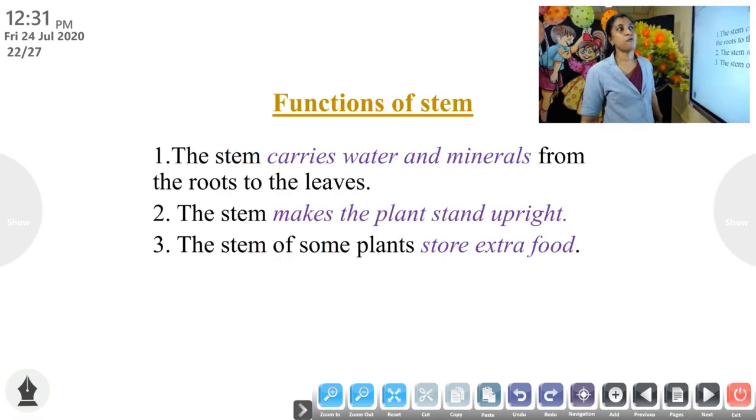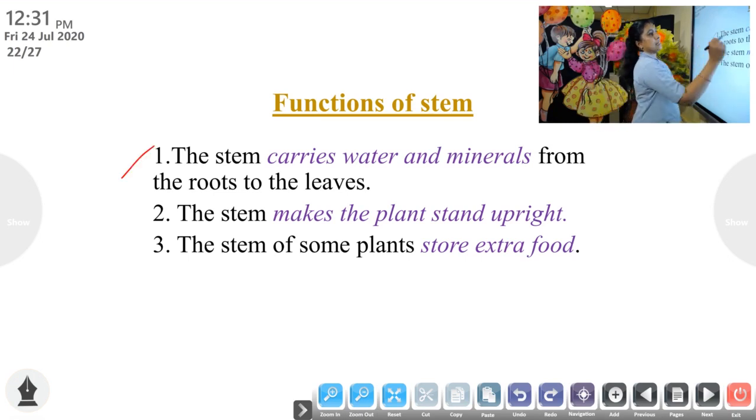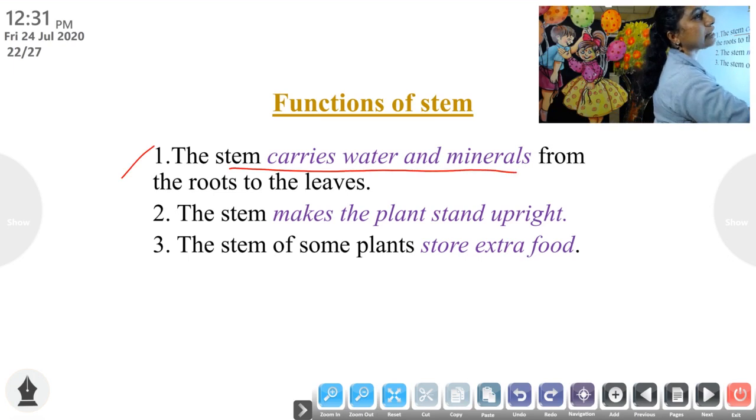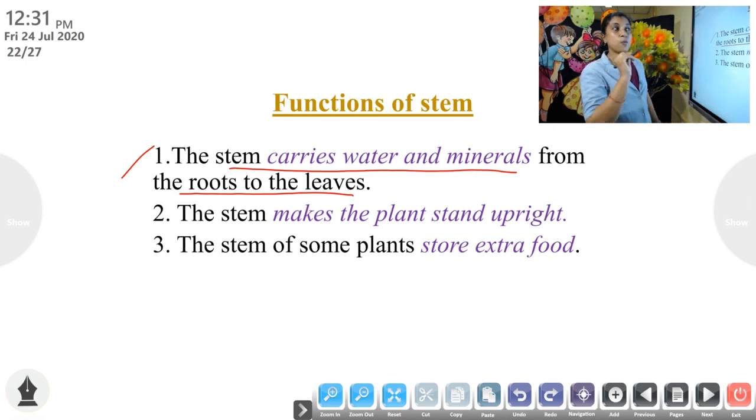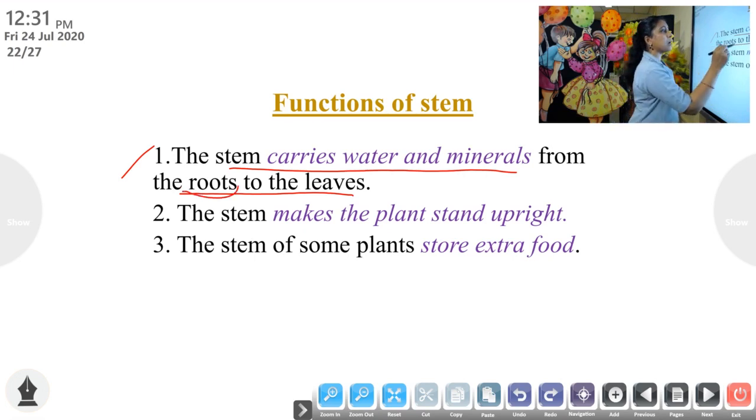Next is about the functions of stem. We learned the functions of root, right? Next is the function of stem. What are the functions? First one, the stem carries water and minerals from the roots to the leaves. What is that? Stem carries water and minerals from where? From the roots to the leaves.